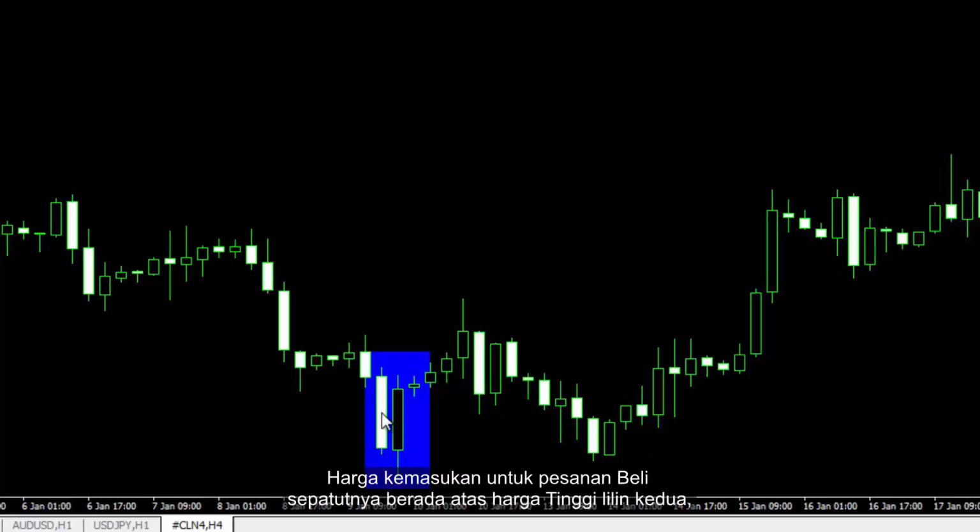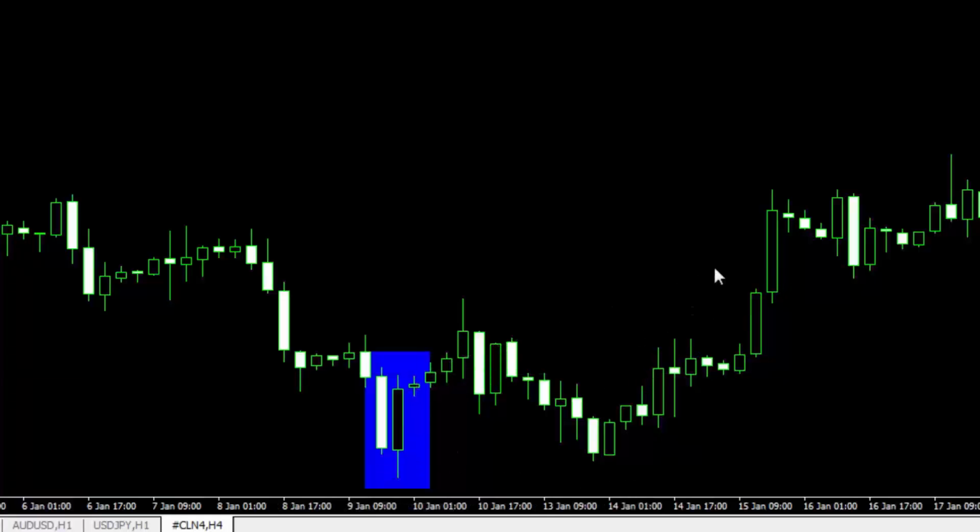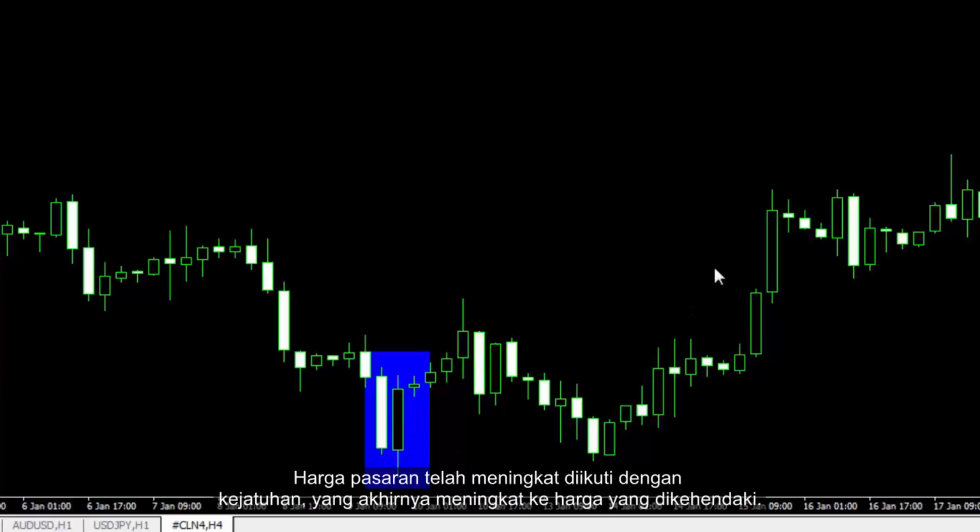The entry price of the buy order should have been above the high price of the second candle. Also, SL was the low price of the second candle, and TP could have been 122 pips higher than the entry price, since the entire length of the second candle equals 122 pips. Market price has increased, followed by a downfall, which eventually went up to the desired price.